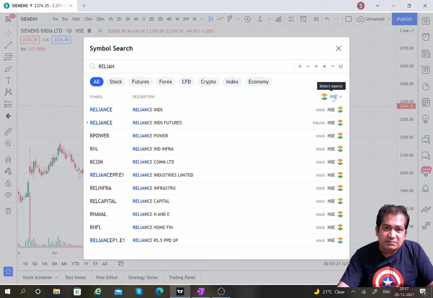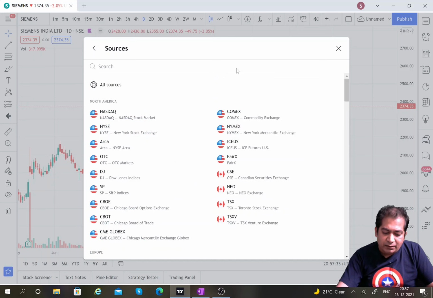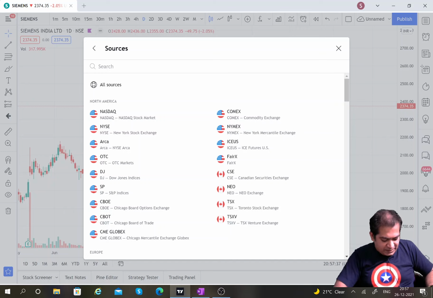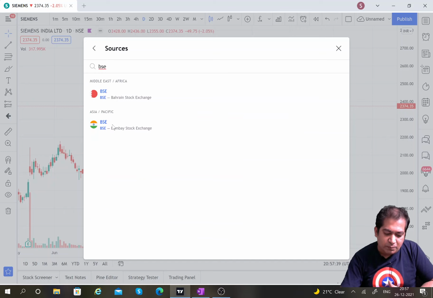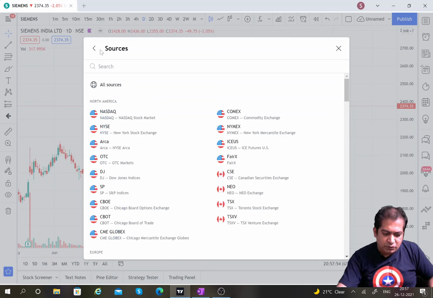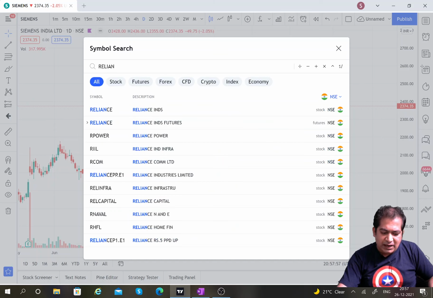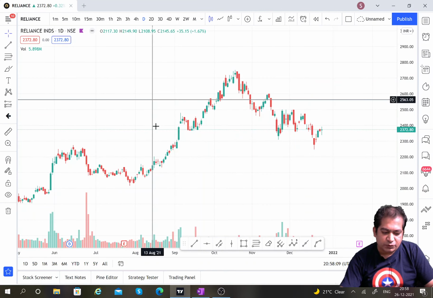If any symbol is not available in NSE, then you can click here in TradingView and simply type BSE. It has given you Bombay Stock Exchange. You can select this as well if that stock is not listed on the National Stock Exchange. There are many stocks which are listed on both the National Stock Exchange and the Bombay Stock Exchange. So let's keep it NSE for now. I have typed Reliance, and you see Reliance Industries it has given, along with futures, Reliance Power, all with Reliance. So let's choose Reliance Industries.